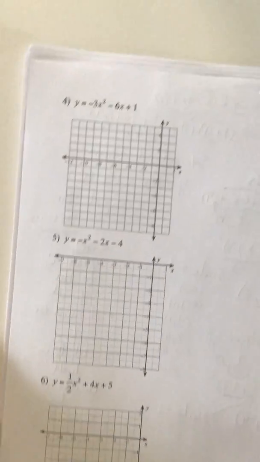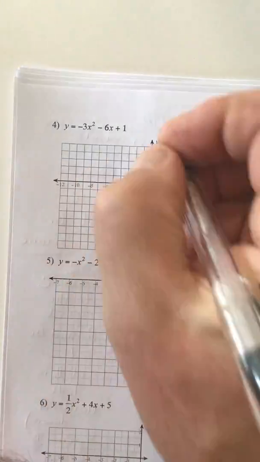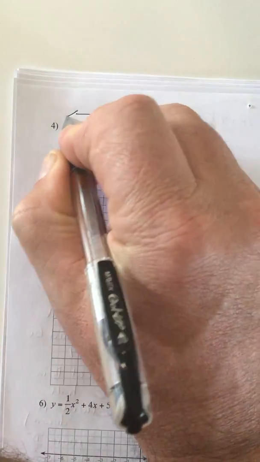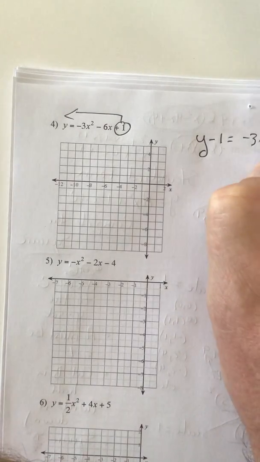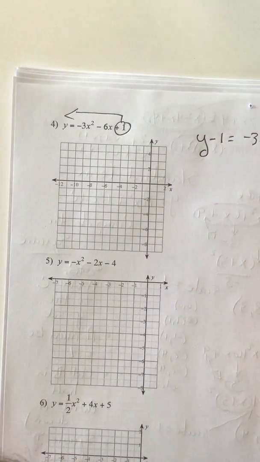Okay, what about number 4? Okay, we can see that it has an A. But the first thing is to move the 1 to the other side. So we have y minus 1 equals negative 3x squared minus 6x.